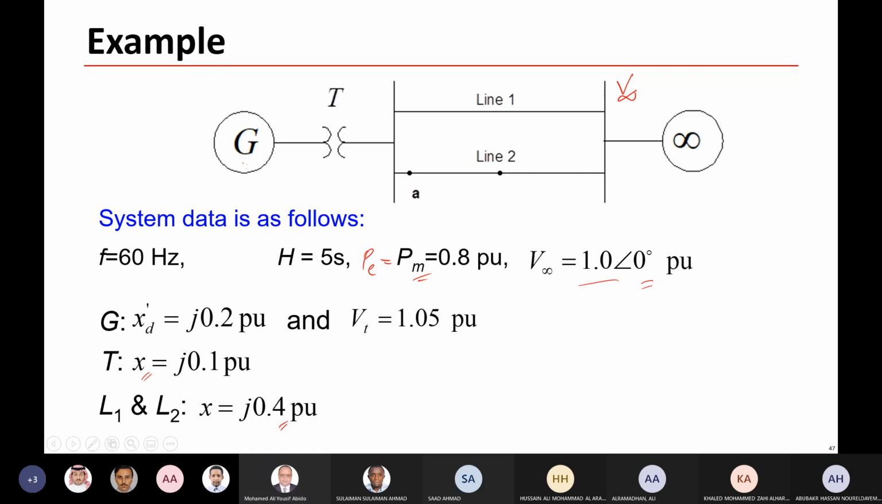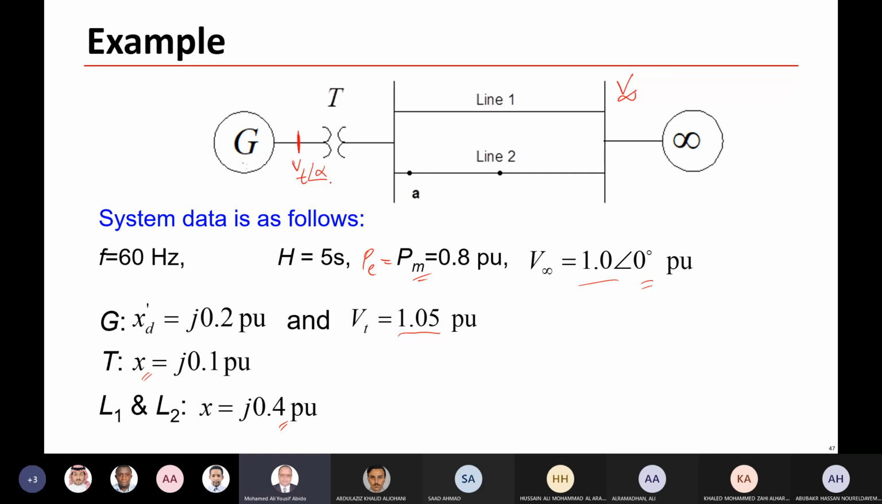Abdulaziz? We get the angle of the terminal voltage first. The angle of terminal voltage. Terminal voltage is here, right? This is the terminal of the machine. So you need the angle here, let's call it alpha, for example. So do you know the magnitude of this voltage? Yes, it's given as 1.05. Yeah, this is a terminal voltage, 1.05.